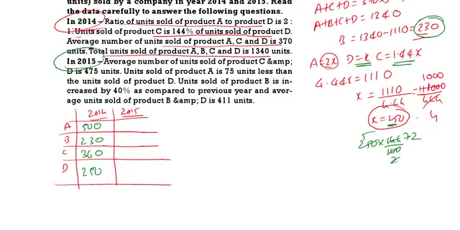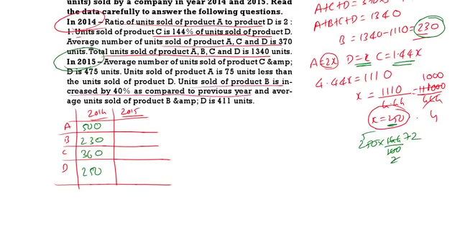See here. The average units of C and D is 475. Units of A is 75 units less than D. Units sold of B is increased by 40% as compared to the previous year. Now B in 2014 is 230. It is increased by 40%, that means 7 by 5. If you do this, we get 46 into 7, that is 322.